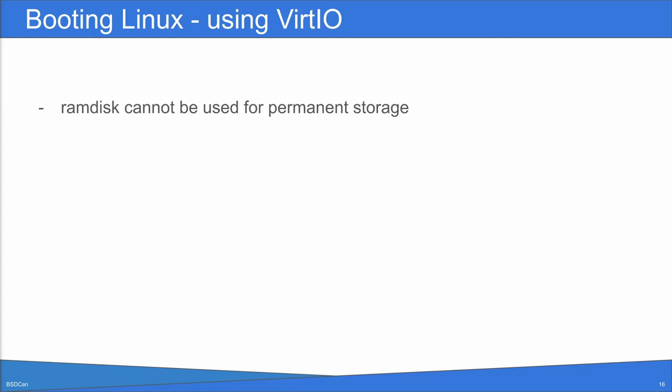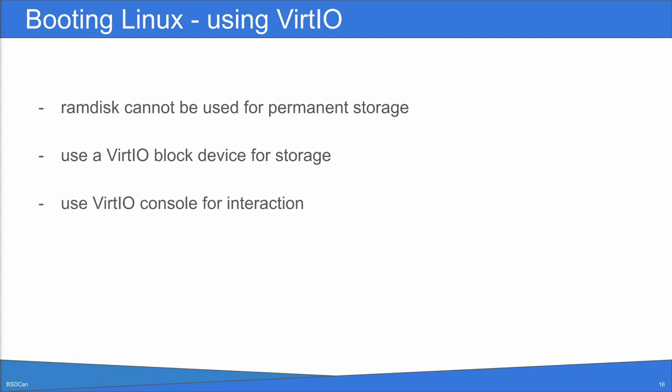We tried to use them because the RAM disk cannot be used for permanent storage. The RAM disk should only be used to boot the guest, get the initial part of the initialization process done, and then change the storage to a more permanent one. We use the Virtio block storage for storage. I had a block device through Virtio passed to the guest, and we also tried to use the Virtio console for interaction with the guest. That is, to get a Virtio interactive console to get input and output from the guest.